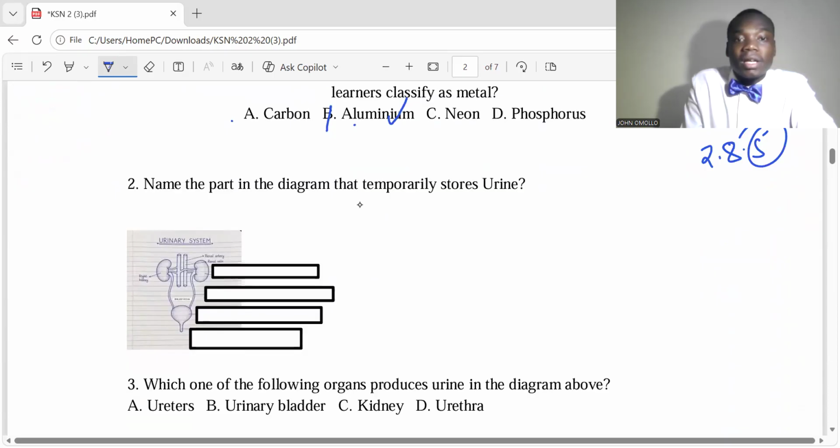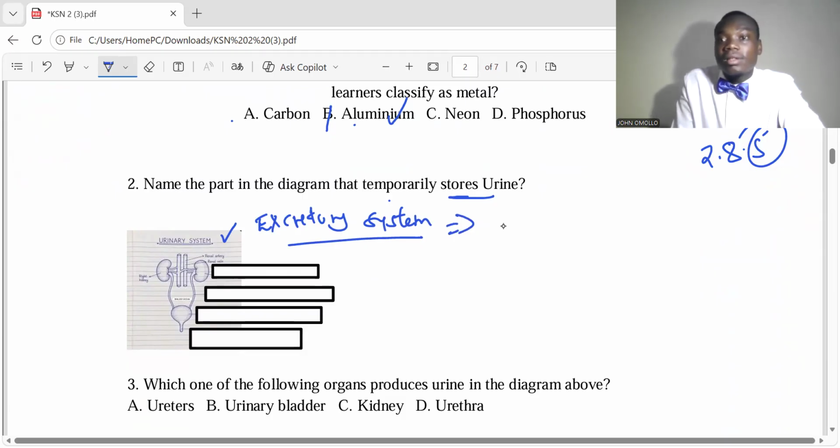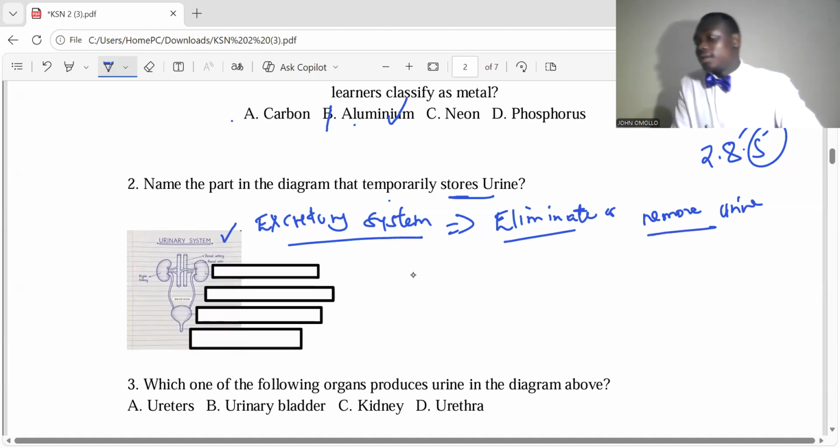Name the part in the diagram that temporarily stores urine. So in the diagram, this is a urinary system that is written there, or excretory system. When you talk about the excretory system, it is the system that helps the body eliminate or remove urine. So removing urine or eliminating urine is what we are referring to as excretion.